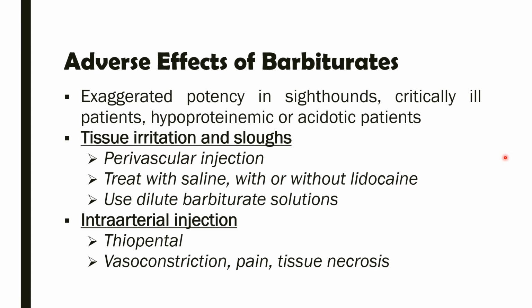If you give this accidentally outside the vein, in a perivascular injection, it can cause tissue necrosis and sloughing, meaning that the tissue may shed or cast off. It becomes really painful and awful for the patient, and you want to give this through the IV catheter. This can be treated with saline, with or without lidocaine, and you can also dilute the barbiturate solutions.